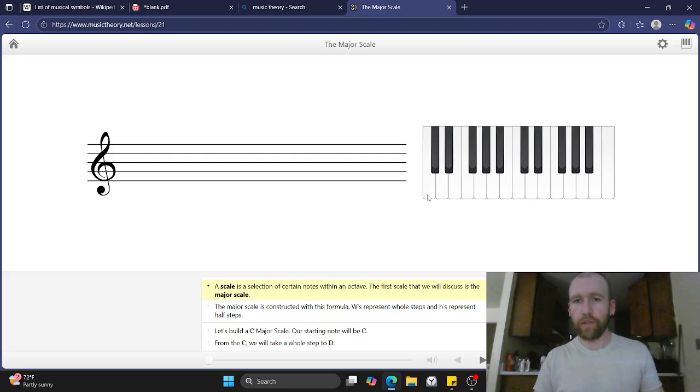there's a sequence of jumps, like a whole step, which is two notes, 1, 2. Another whole step, 1, 2, half step, one jump, whole step, 1, 2, whole step, 1, 2, whole step, 1, 2, and half step. So using this formula, and I didn't explain it in full length, there are notes that will harmonize or go well with this note. And that's all explained in here.